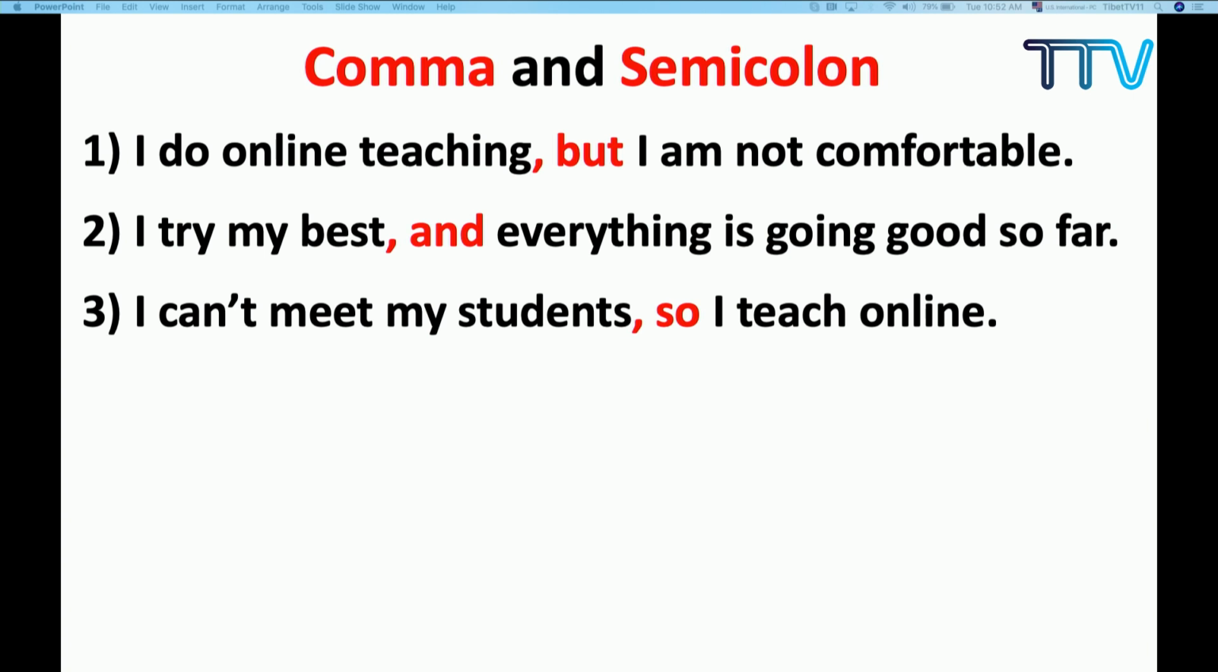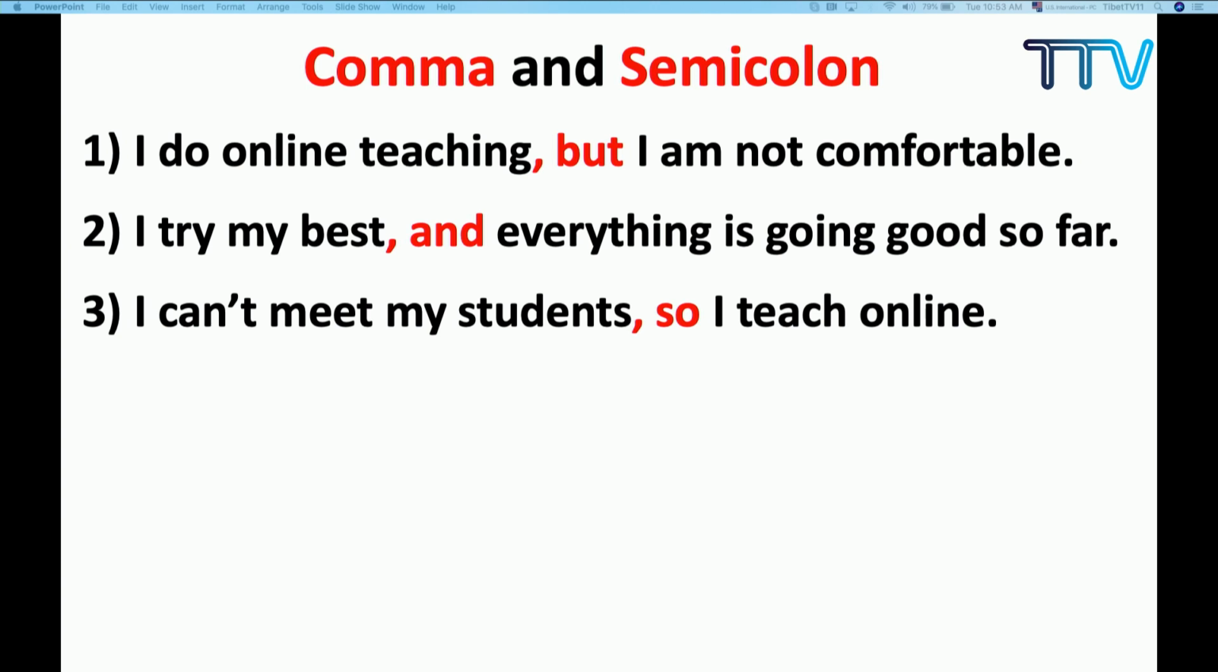I try my best and everything is good so far. I try my best is a simple sentence. Everything is going good so far is also a simple sentence, complete and independent, because it does not have to depend on others to make a complete meaning. I can't meet my students, so I teach online. If you look at the connectors but and so, they combine these two sentences, so they are called connectors.